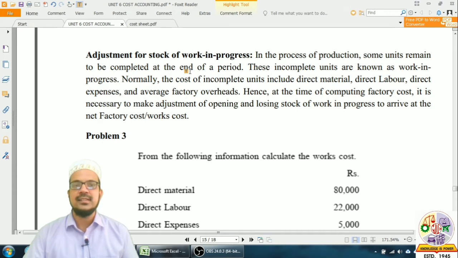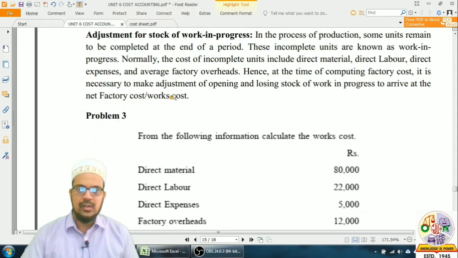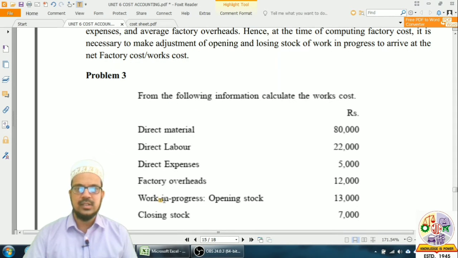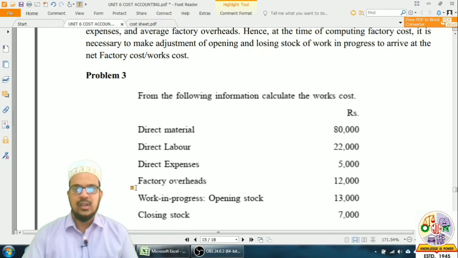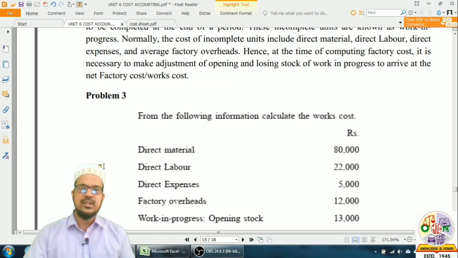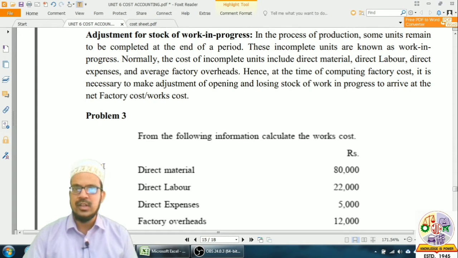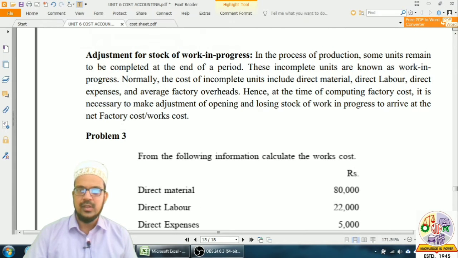Today we will be discussing problem number 3 on our cost sheet. Before we start, the problem involves certain additional points, that is work in progress, and we should first discuss what is the meaning of work in progress. Work in progress is simply unfinished goods or stock of unfinished goods at the end of a period.